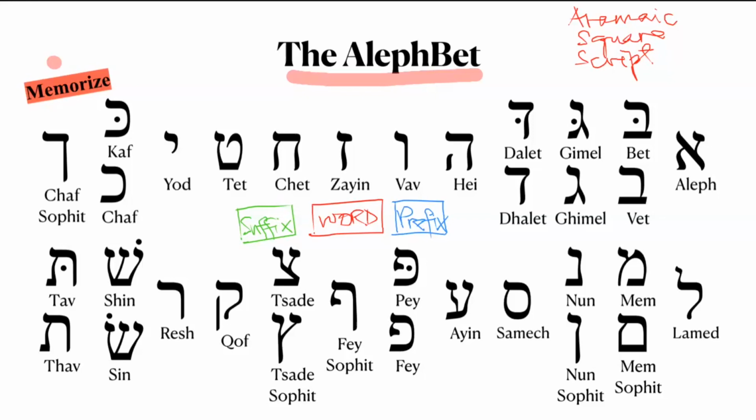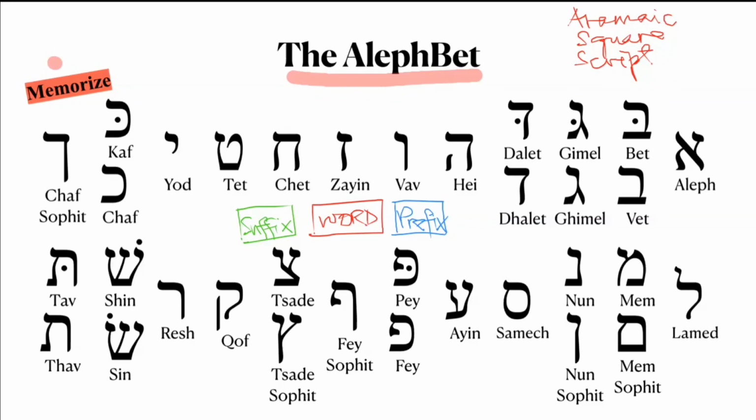But more importantly, the Hebrew word goes from right to left. By this, the beginning of the word is here on the right-hand side. Hence, anything that is attached to the head or the front of a word is a prefix. But in the case of the Hebrew language, the prefix is always on the right-hand side.